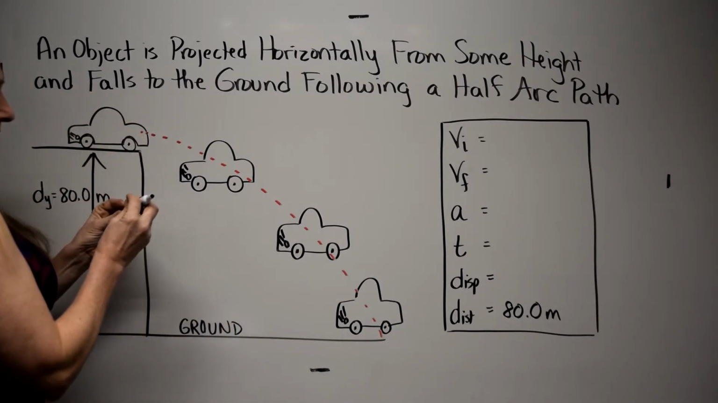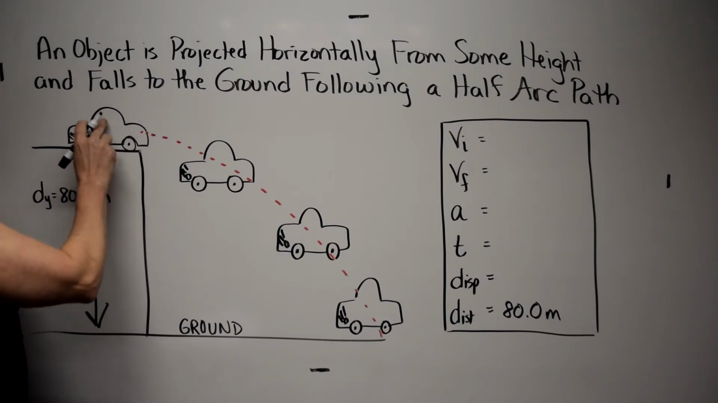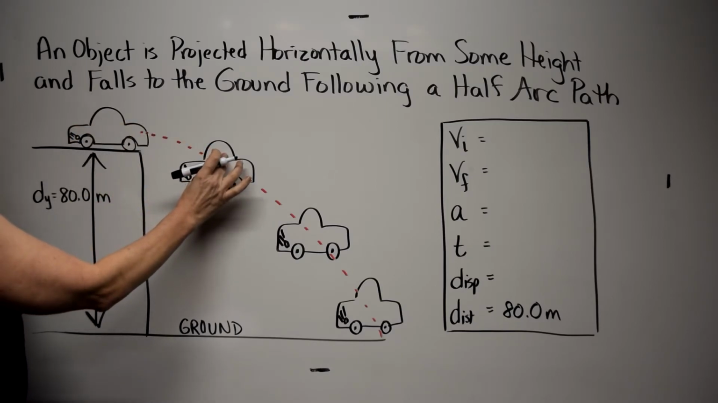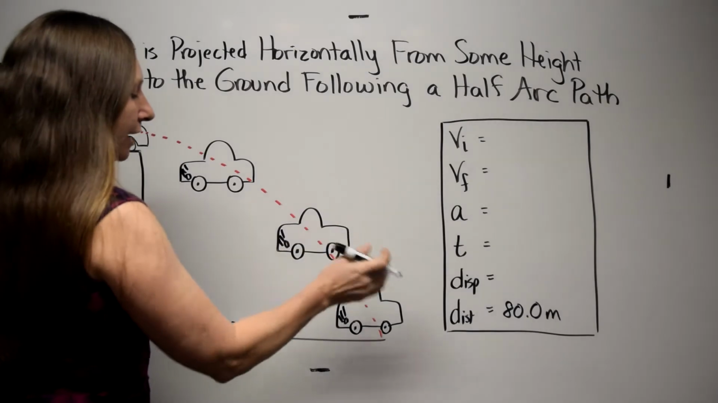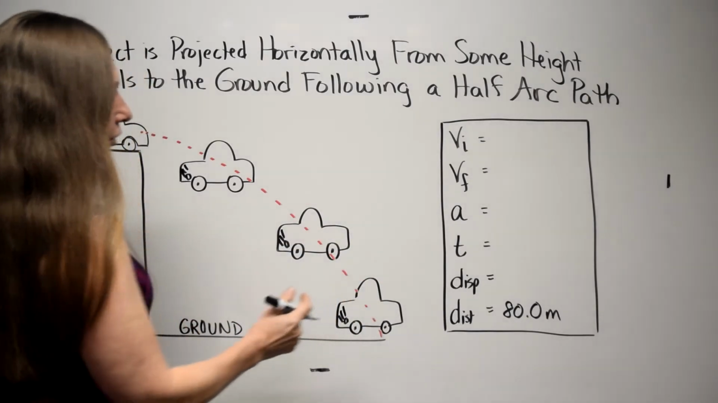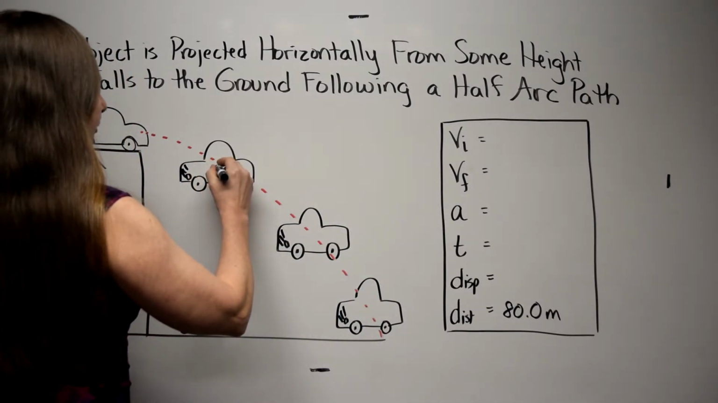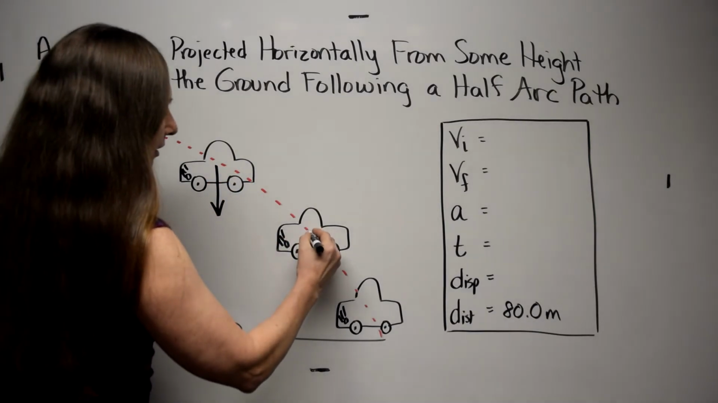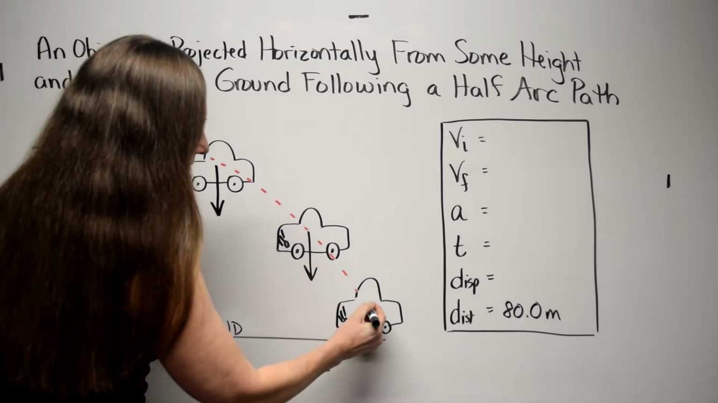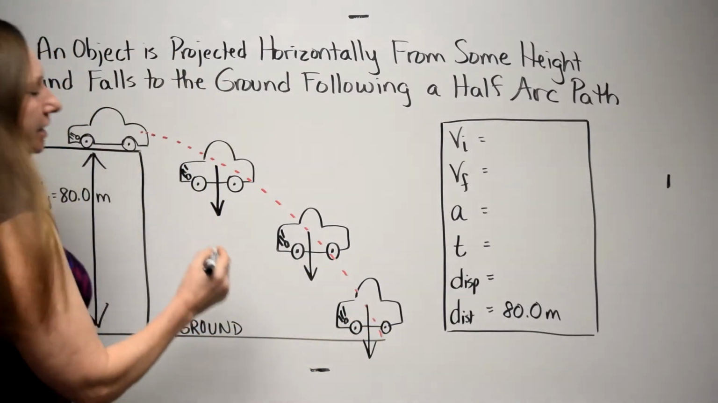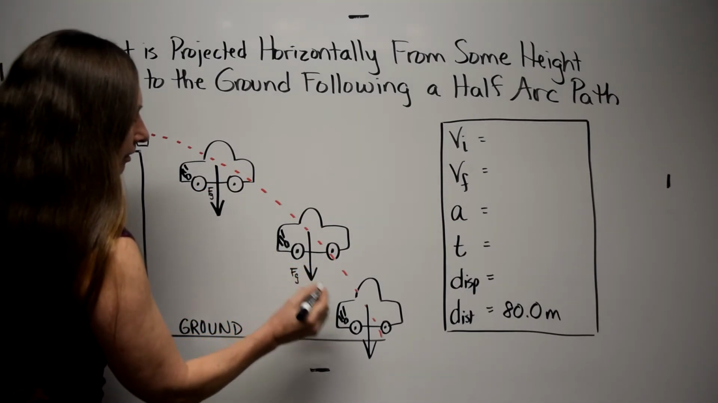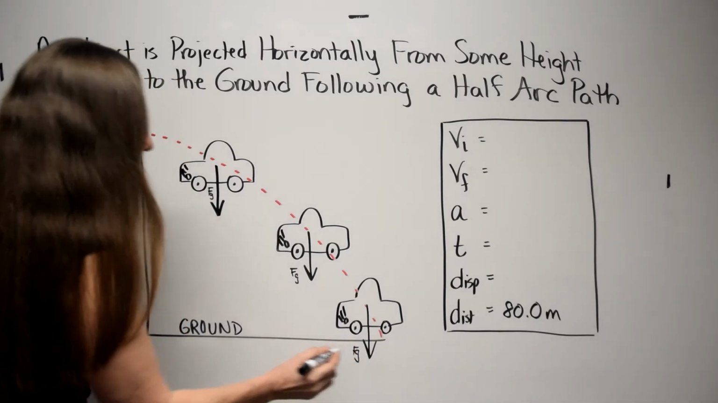Since the car is not in free fall here, I'm not going to label any of the forces on the car. Here the car is in free fall, and right before it hits the ground, the car is in free fall. You've got your gravitational force, or the weight of the car, straight down, Fg. The weight of the car is always straight down.